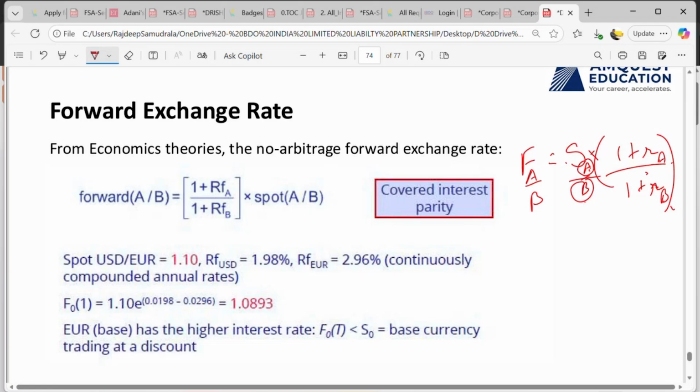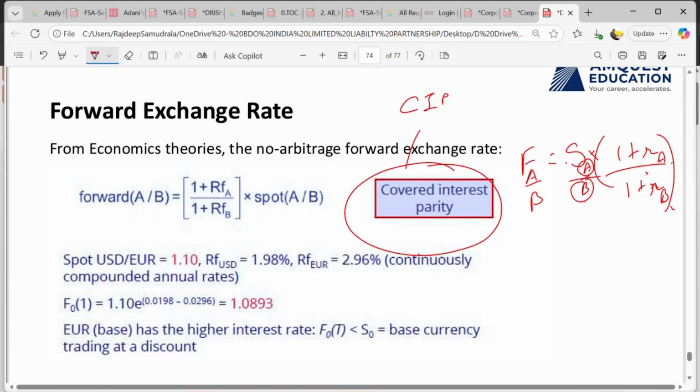But what is this R? This R is the risk-free rate of that country. Of that country. Clear? So this is called covered interest parity, which I already taught you in economics, and the same formula applies here. Clear? So suppose, and this rate is the no arbitrage forward rate.